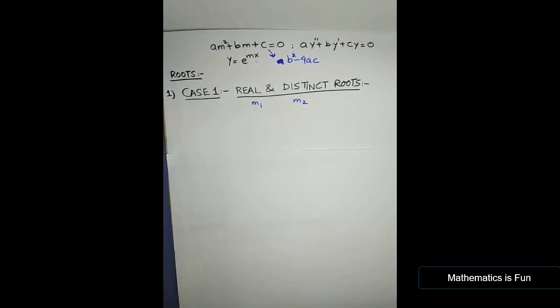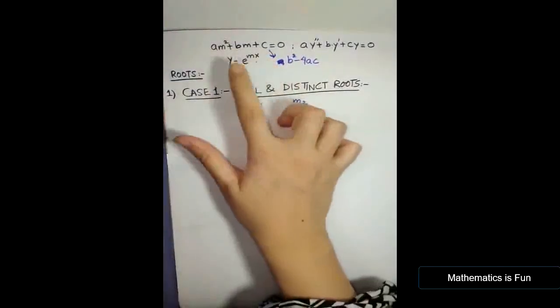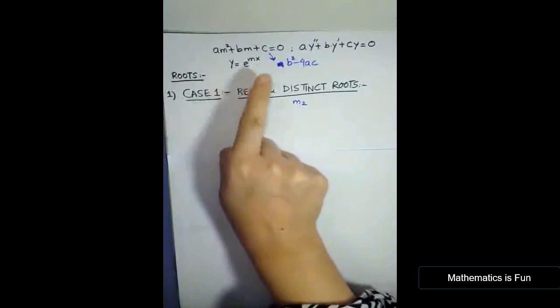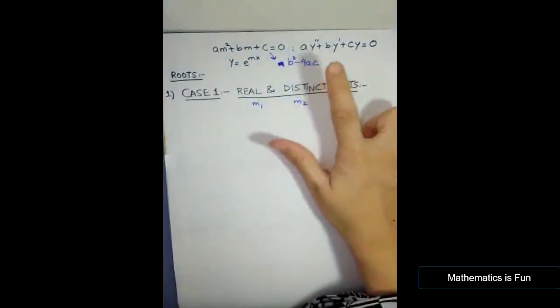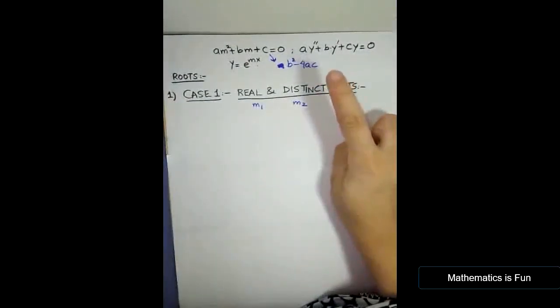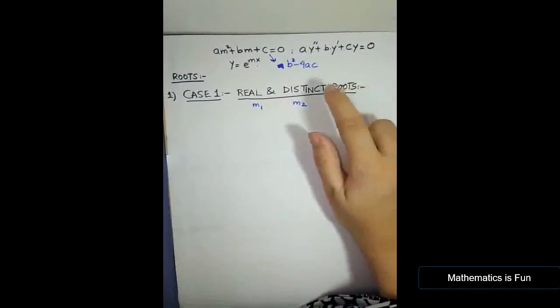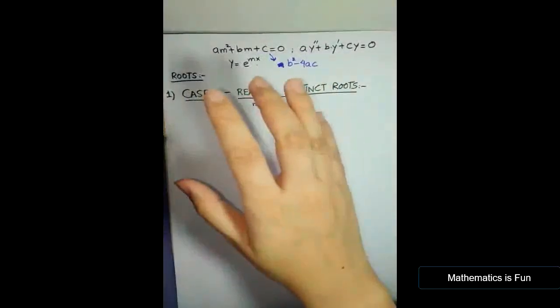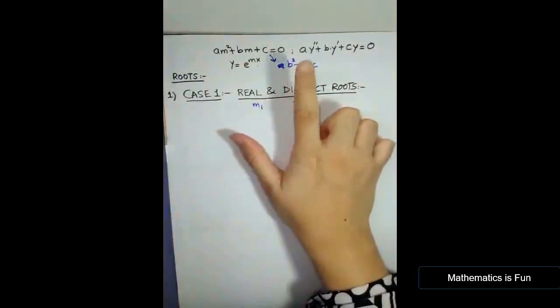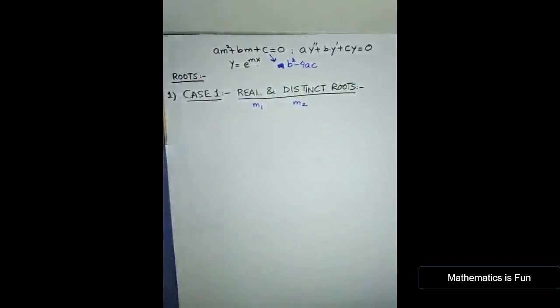Okay, in this video we are discussing the type of the solutions or the type of the roots based on this auxiliary equation or characteristic equation, and this is the type of solution. We have the differential equation a y double dash plus b y dash plus c y equals to 0. So this is a quadratic equation, so the solution must be based on this discriminant b square minus 4 into a into c.